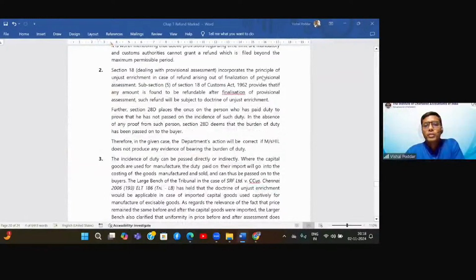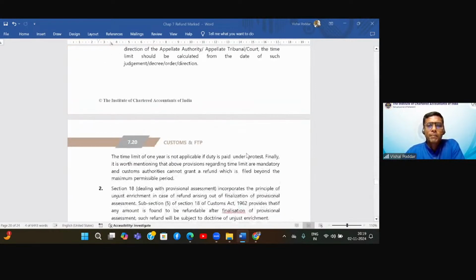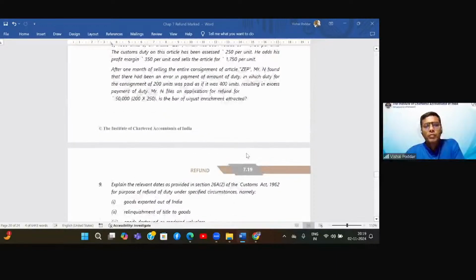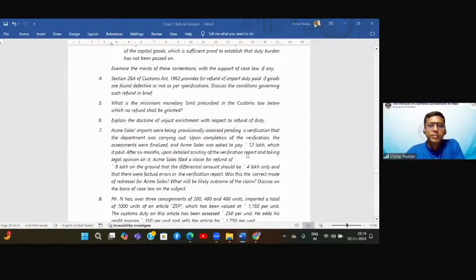So Section 18 dealing with provisional assessment incorporates the principle of unjust enrichment in case of refund arising on final assessment. Under subsection 5 of the Customs Act provided that if any amount is found to be refundable after finalization of provisional assessment, such refund will be subject to the doctrine. Further 28D. So I think answer is very generic. So it is not taking any assumptions. So they have simply put out the section and it is said that therefore in the given case, the departmental action is correct if Messrs. HIL does not prove any evidence of bearing the duty burden. So on the basis of the provision only, you can answer that if you have not passed on the duty burden, then you are eligible for refund.